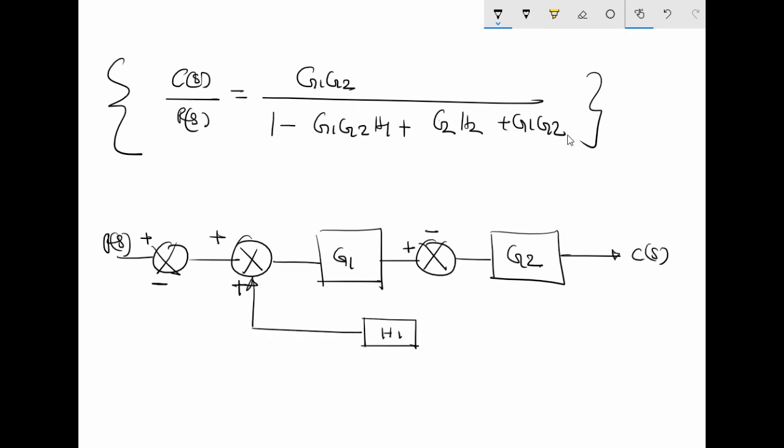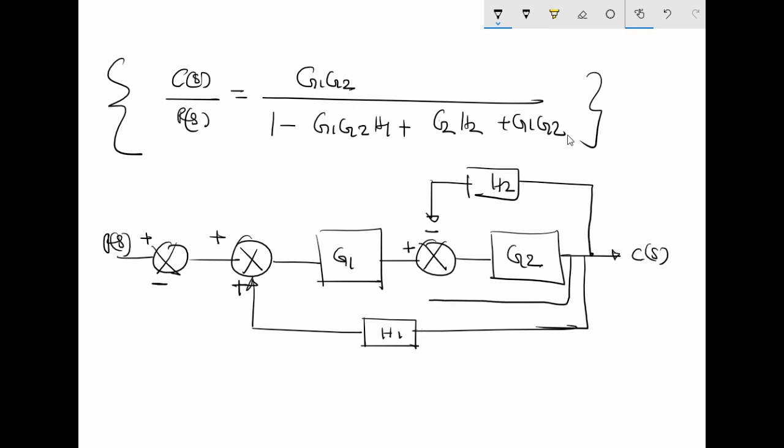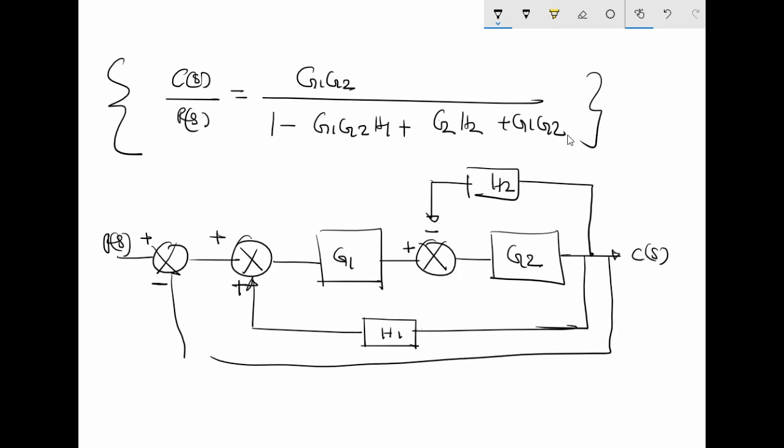So this was H1, which was coming from the output, and this was H2, which was again coming from the output, and I had another feedback which was the final feedback, again coming from the output to be here. So this is my output by input after simplification.